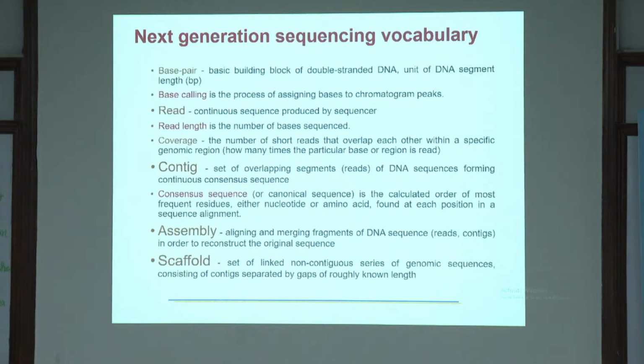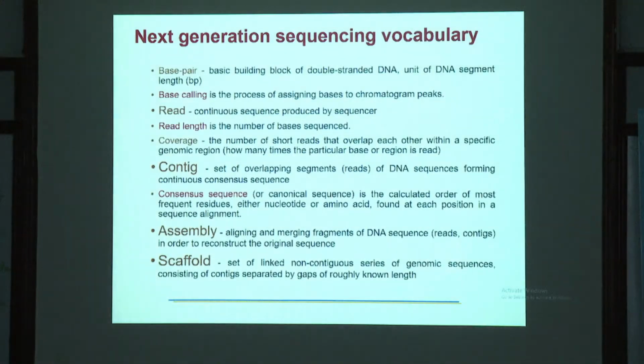Pathology which we frequently use in NGS. Okay, so what is a base pair? This is the basic building block of double-stranded DNA. Base calling, these terms we will be using very frequently, we will talk about these. Base calling is the process of assigning bases to the chromatogram peaks.